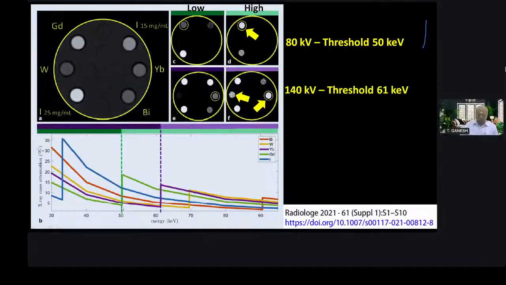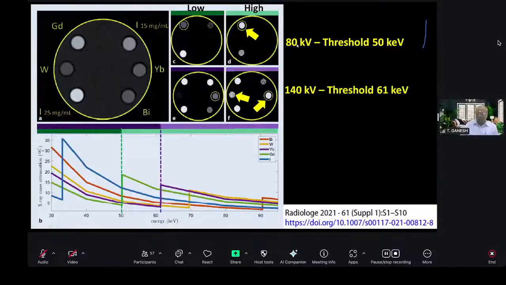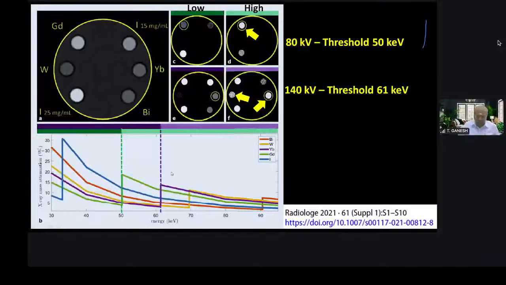Now, for all these materials, gadolinium, tungsten, iodine, bismuth, and yttrium, you have these attenuation curves. These are the mass attenuation coefficient curves. And now what we did was, we imaged at 80 kV and we set the threshold at 50 kV. So at 50 kV, you can see here, this green, that is the gadolinium.